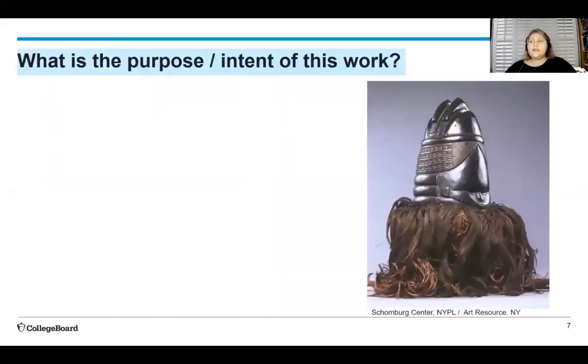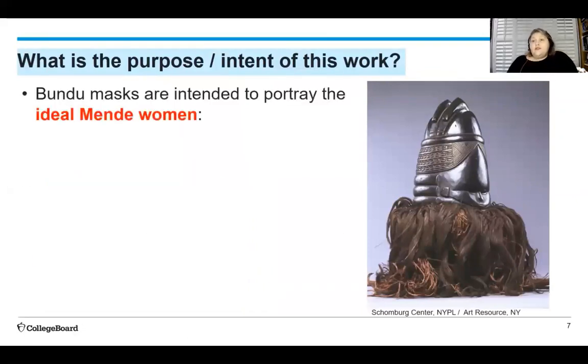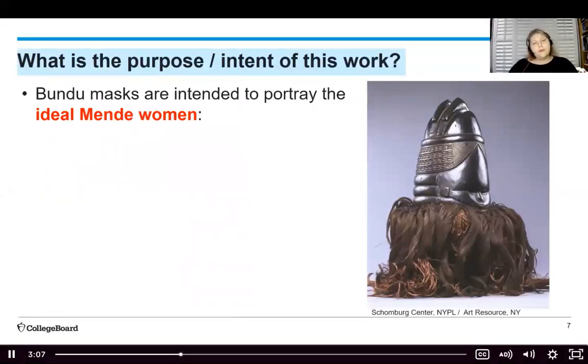So what is the purpose or intent of this work? Well, it's a pretty cool one, I'm not going to lie. So Bundu masks are intended to portray the ideal woman in the Mende population. By the way, the information that she's writing on these slides is what you guys should be writing in your notes, okay? They have features that the ideal Mende woman should have. And these features are not just visual, they're not just physical, they're also about their character, about their attitude, about their demeanor. So these masks are intended to portray the ideal Mende woman.